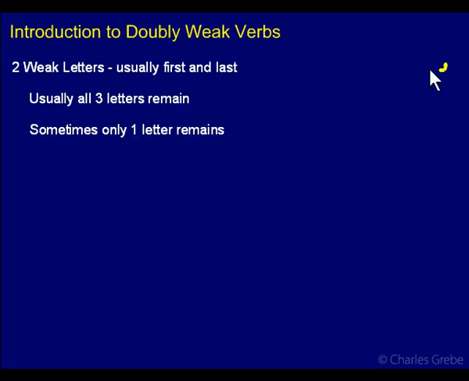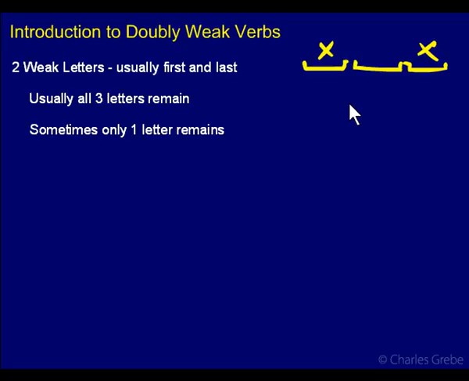So, if we have our radicals, our three radicals, we're talking this one and this one. And usually all three letters remain. They'll affect the vowels and things. Sometimes one or more will assimilate or drop.